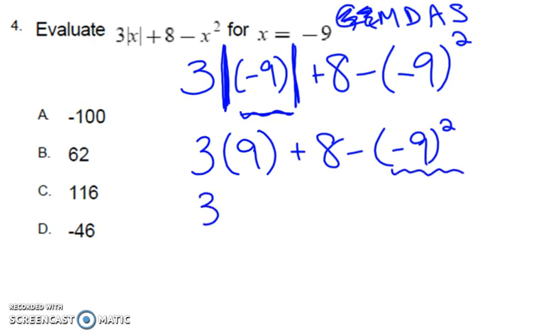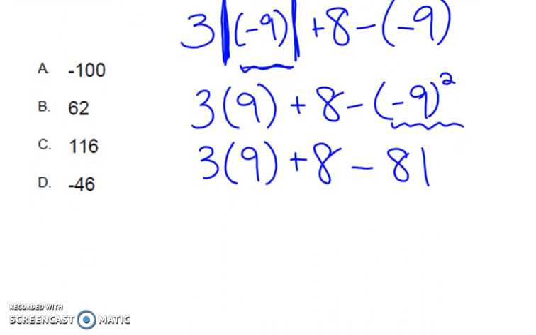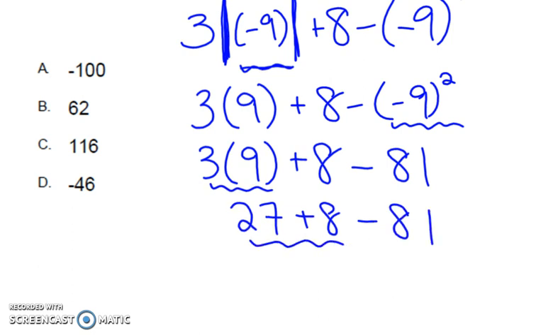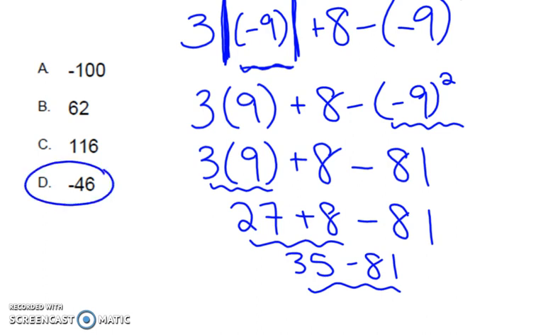Again, with the exponents, please make sure you wrote it on your paper in parentheses. Make sure you type it in your calculator in parentheses. This becomes positive 81, but we're subtracting 81. From here, we want to multiply. 3 times 9 is 27, plus 8 minus 81. And from here, we're just going to go in order. 27 plus 8 is 35, minus 81. 35 minus 81 should give us negative 46.